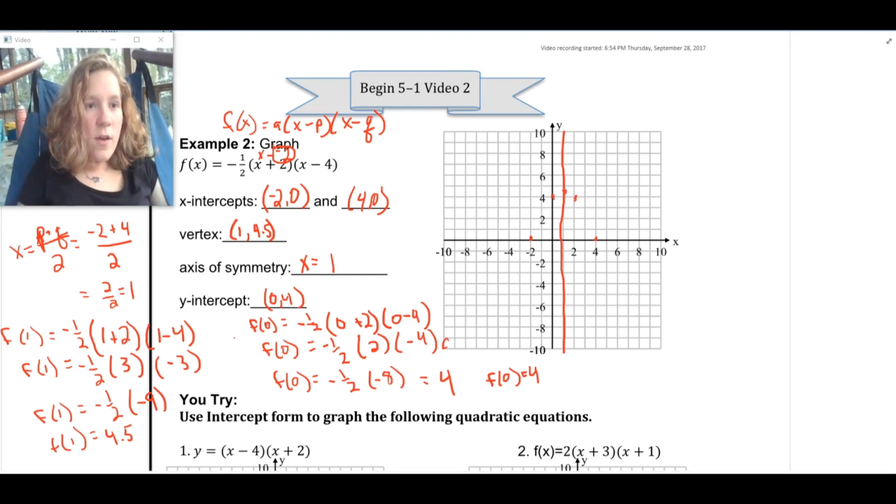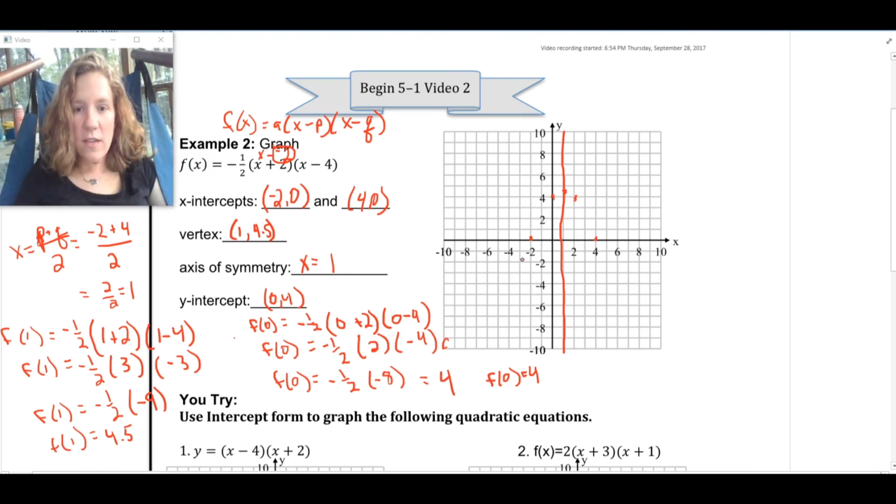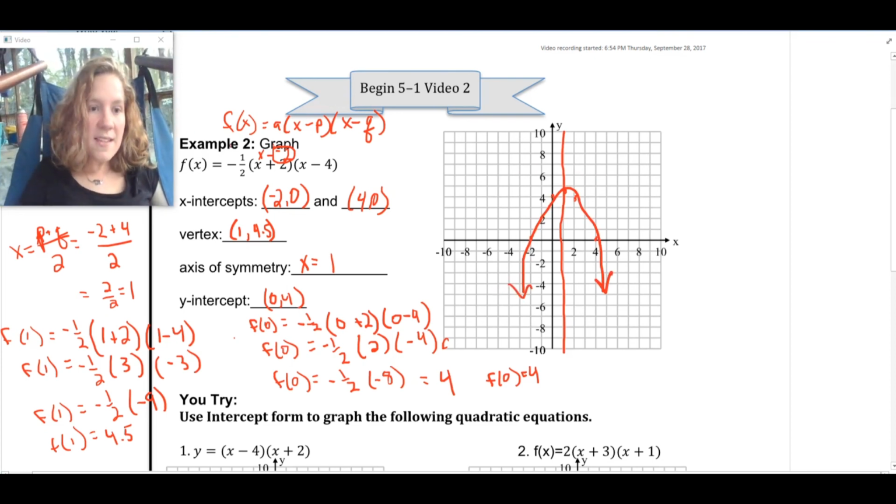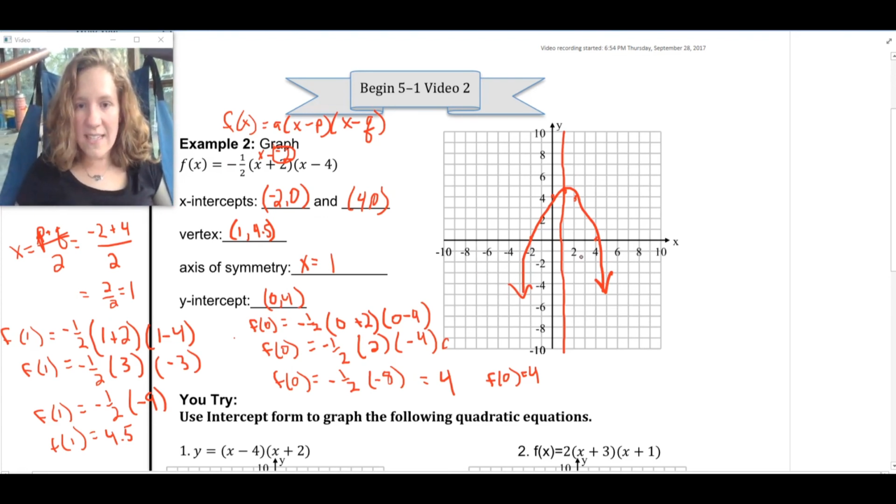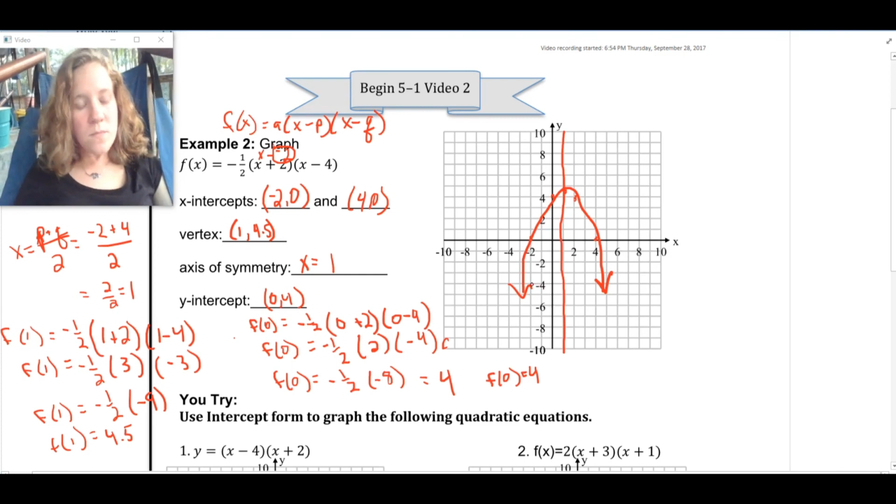Now I can go ahead and sketch my curve. If you feel like you need more points, you can pick other x values to plug in and get additional points. But you can go ahead and sketch this. It is going to be a parabola that looks kind of like this. Notice that because I had a negative a value up here, this is going to be pointing down, so it's got a maximum value instead of a minimum.